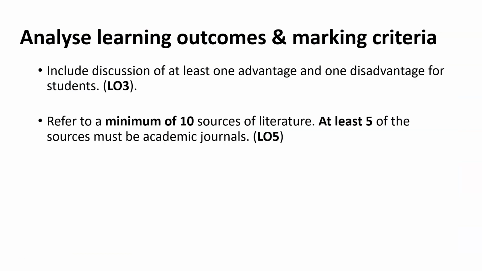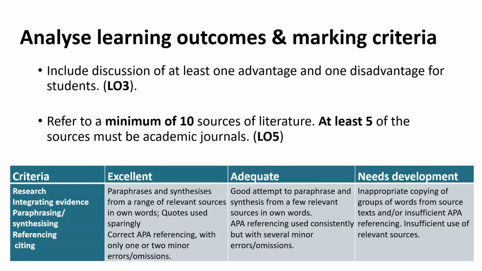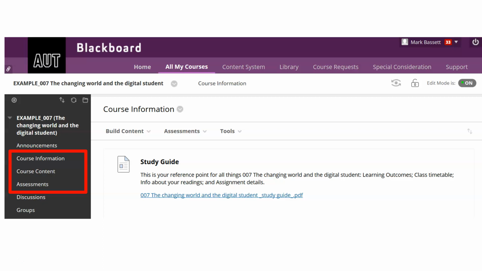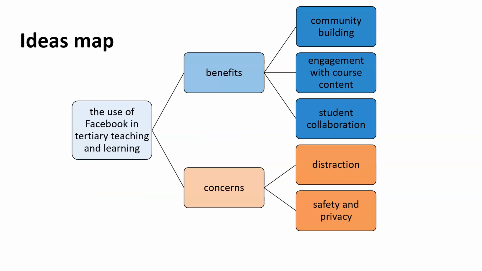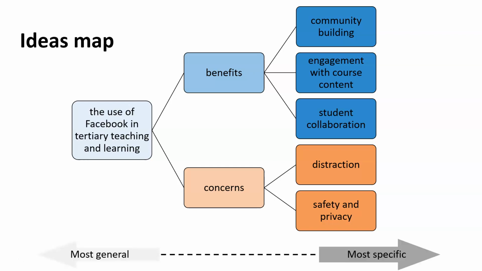Analyse the learning outcomes and marking criteria for the assignment. You'll find these in Blackboard in the study guide or paper guide. You can make an ideas map to help you structure your assignment. It's organised from the most general to the most specific.